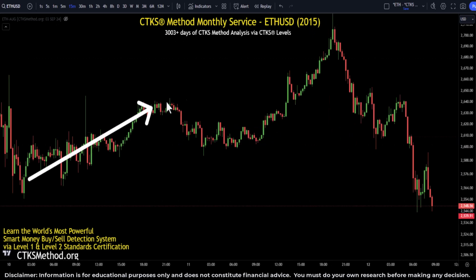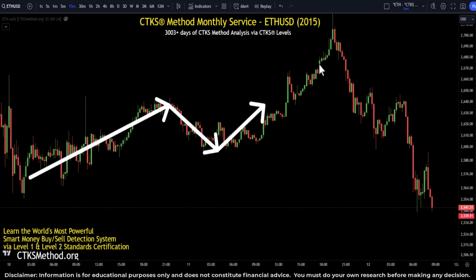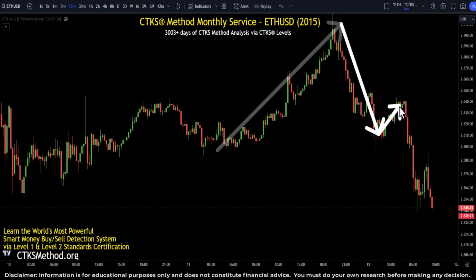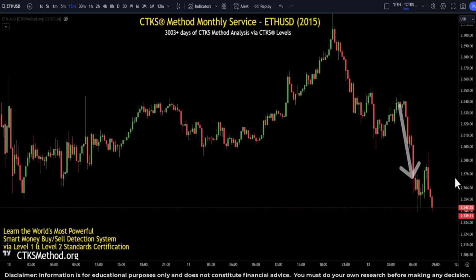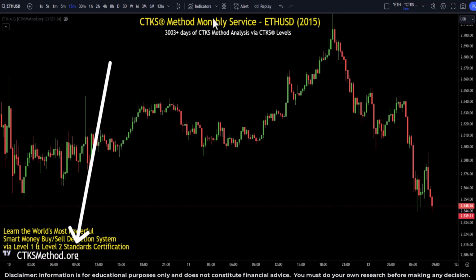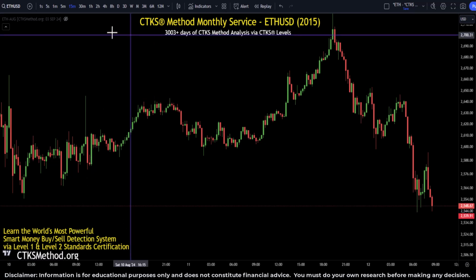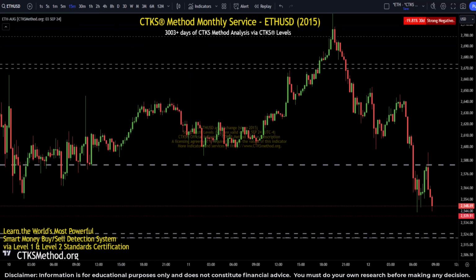There's been a lot of weakness inside Ethereum structure as of late, but when you put the indicator on, you'll understand why the structure is actually weak. You can see Ethereum coming down. Let's just put on the indicator, and this indicator is from CTKSMethod.org. So if you want it, just pop across there and you can pick it up. Okay, let's have a look what it looks like.